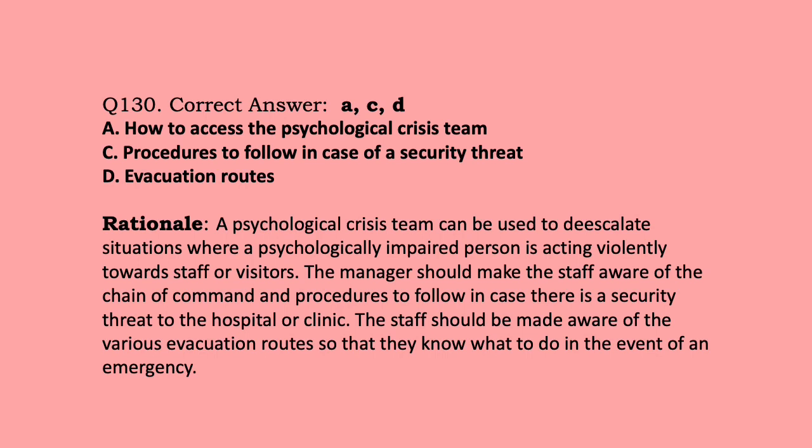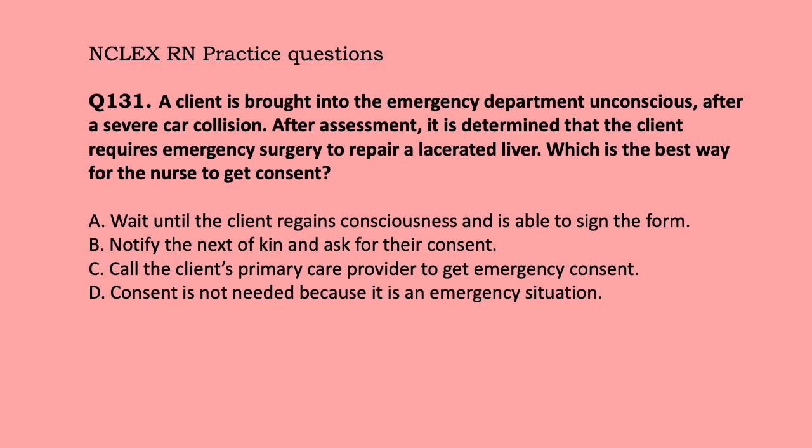Correct answer, A, C, D. A. How to access the psychological crisis team. C. Procedures to follow in case of a security threat. D. Evacuation routes. Rationale: a psychological crisis team can be used to de-escalate situations where a psychologically impaired person is acting violently towards staff or visitors. The manager should make the staff aware of the chain of command and procedures to follow in case there is a security threat to the hospital or clinic. The staff should be made aware of the various evacuation routes so that they know what to do in the event of an emergency. NCLEX RN Practice Questions.